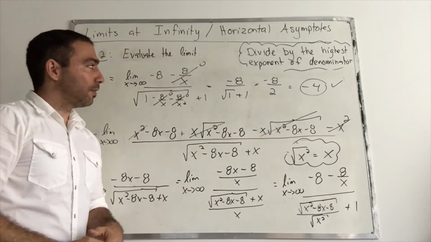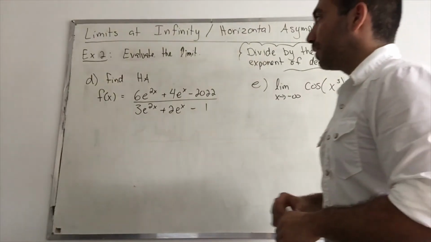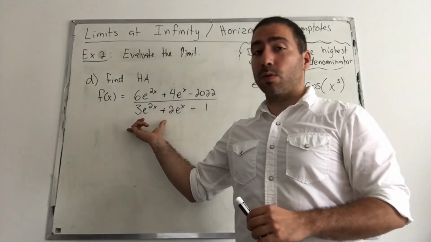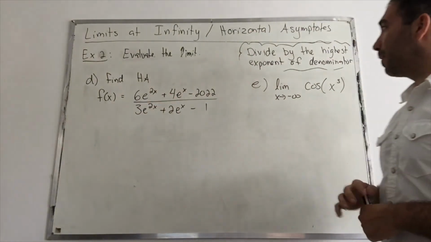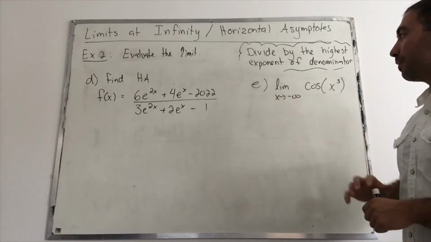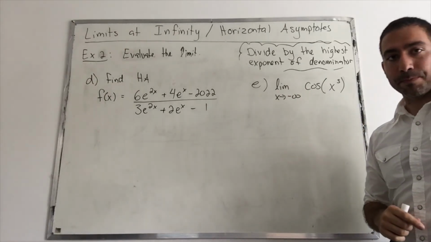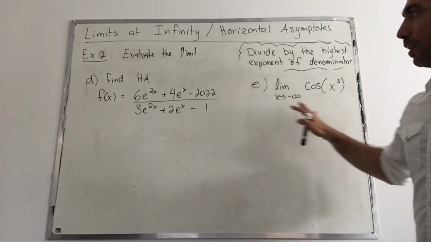Let's take a look at one final difficult example. Okay, so in this example here, we're asked to evaluate the limit. Here, we're specifically asked to find the horizontal asymptote of this function over here. And at the same time, you could try finding the limit as x approaches negative infinity of cos of x cubed. So before we get to E, let's start off with D.